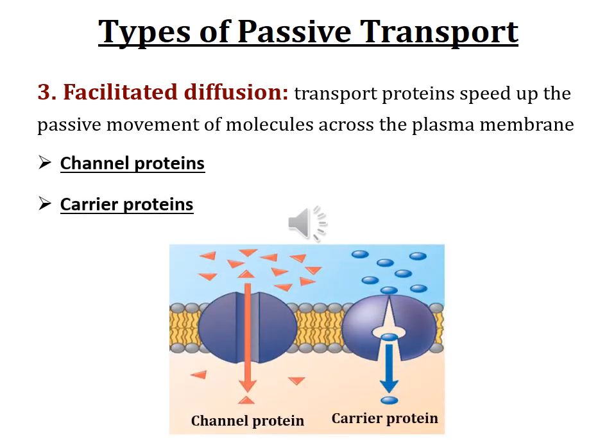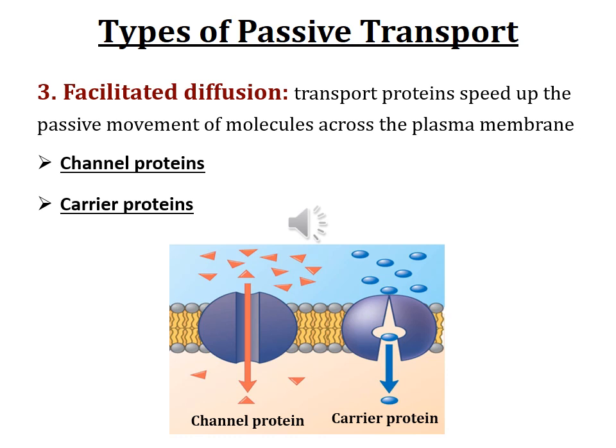Now, the third type of passive transport is facilitated diffusion. In this type, the molecules require help. These molecules, for example, are polar, they have a charge, and they require help to enter or leave the cell membrane. So facilitated diffusion requires transport proteins which speed up the passive movement of molecules across the plasma membrane.